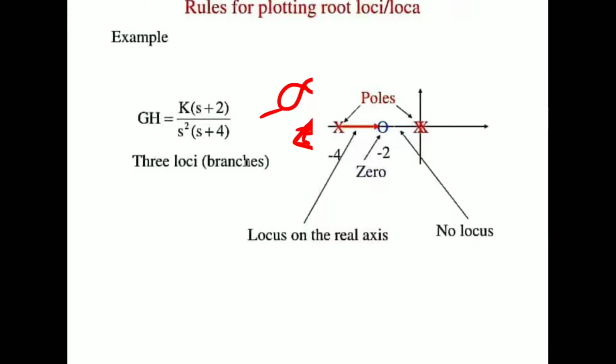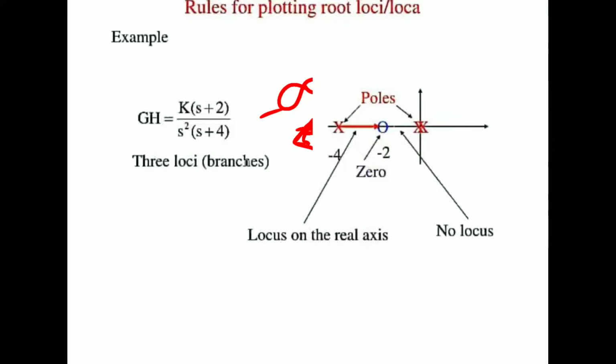But now while we consider the point minus 4, if you look at the right side, there are 3 roots, considering the minus 2 and the 2 poles at 0. There are 3, which is an odd number. So there are 3 roots to the right side of minus 4.